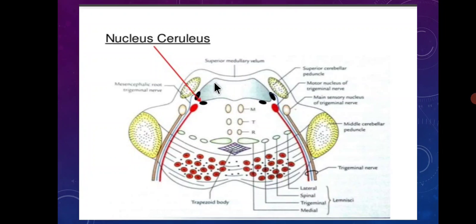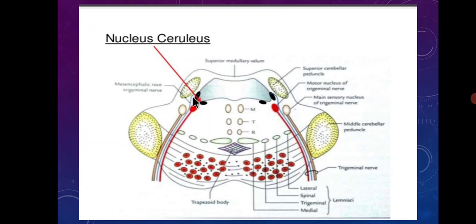Again you can see this is the cavity of the fourth ventricle. Dorsolaterally, posterolaterally, it is bounded by the superior cerebellar peduncle. This is the cavity of the fourth ventricle, and above it is bounded by the superior medullary velum.